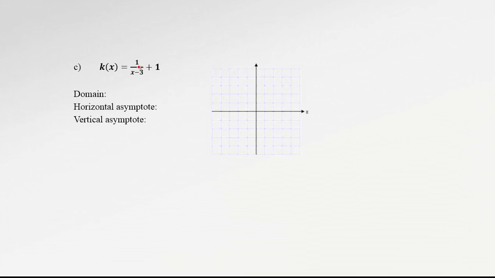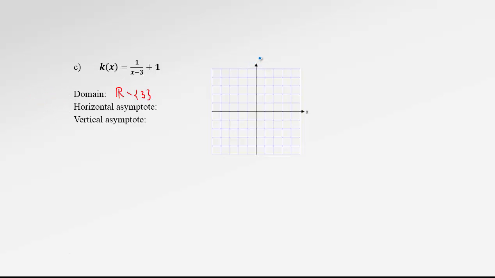This time, we have a function with modified denominator, but also we added 1 outside of this function, outside of the formula. So we're going to observe how these two changes influence the graph. Again, let's start with finding the domain first. We need to protect our denominator. That means x minus 3 must be different than 0, which gives us the condition x must be different than 3. Therefore, our domain is all real numbers except for 3.